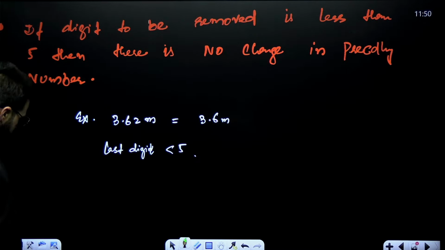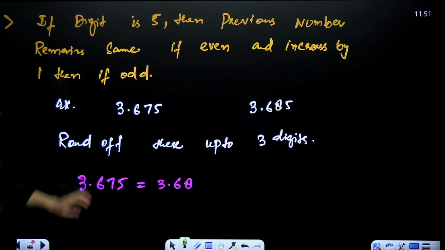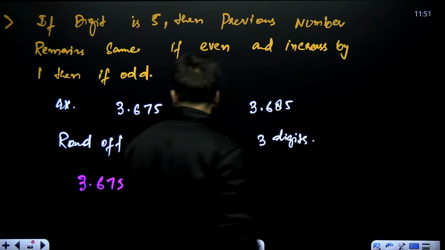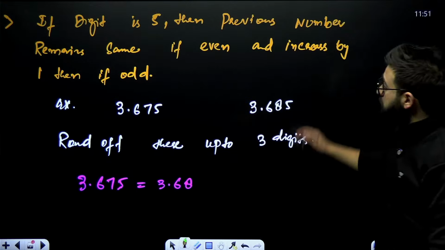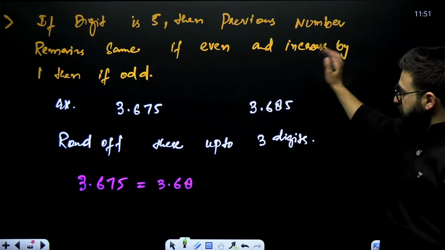Okay. Next, because the last digit is less than 5. Next, if the digit is 5, then the previous number remains the same if even and increases by 1 if odd.